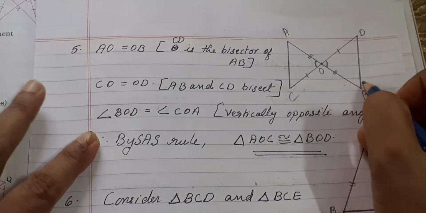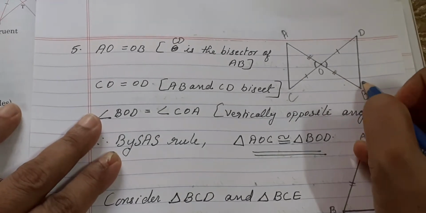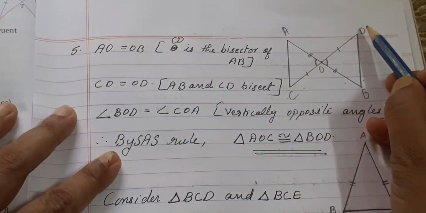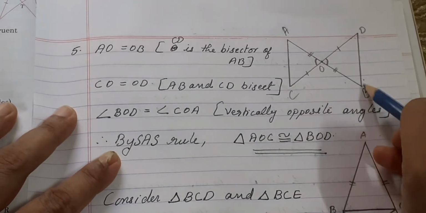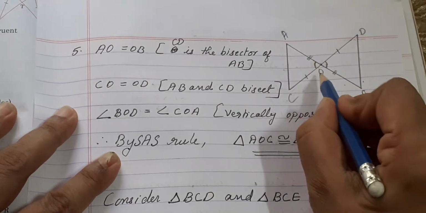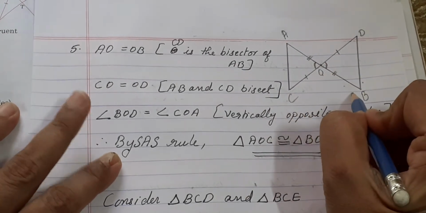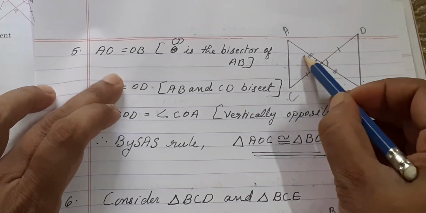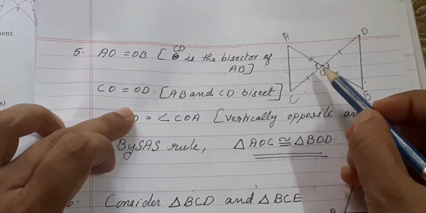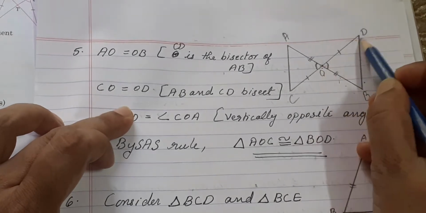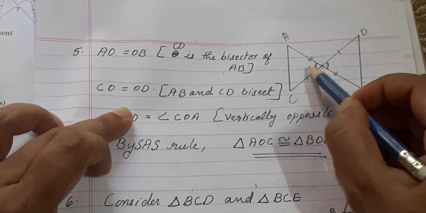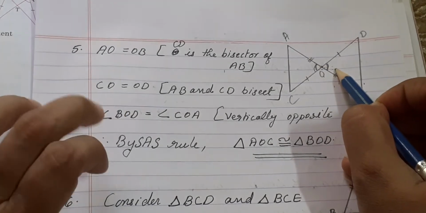Join these two, so you will get the two triangles, triangle AOC and DOB. Here you can see AO and OB are equal. Why? See, this is the bisector, so the middle portion, these two will be equal. That you have to write. Then CO is equal to OD, again the bisector. Then what about this angle? Vertically opposite angles. That will be the same, isn't it?